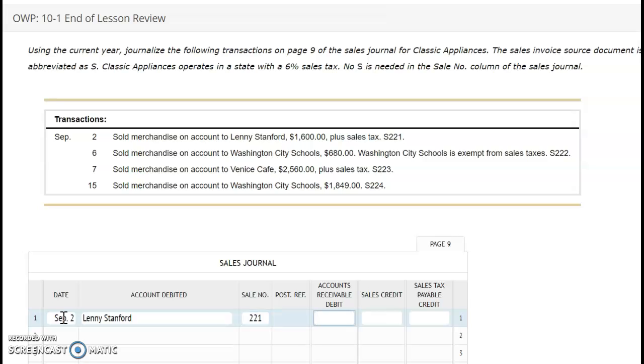Okay, and then we know that the debit is what I'm going to record as the total amount that is owed. That includes the sales tax. And so I need to calculate the sales tax. So I'm going to take the total bill of $1,600, and it said up above that it was a 6% sales tax. So I'm going to take that times 6%, and I end up with $96 as my sales tax. Okay, so sales credit is that $1,600, so that's how much I am selling the merchandise for. Add those two together to get my accounts receivable debit, $1,696.